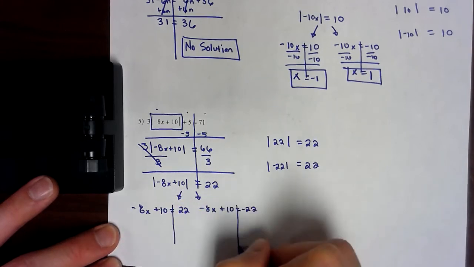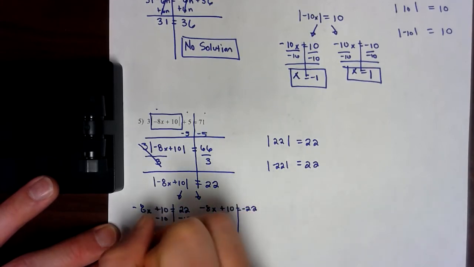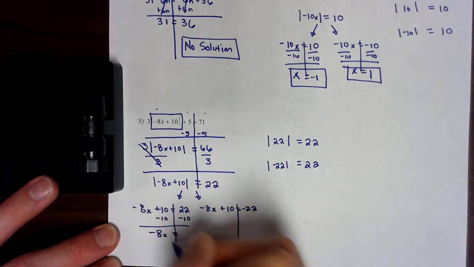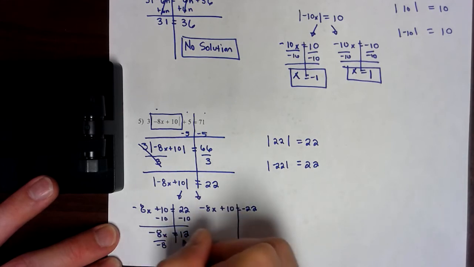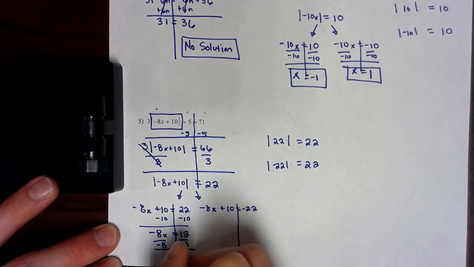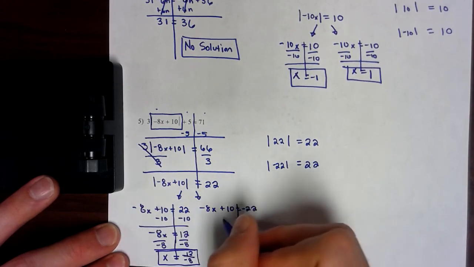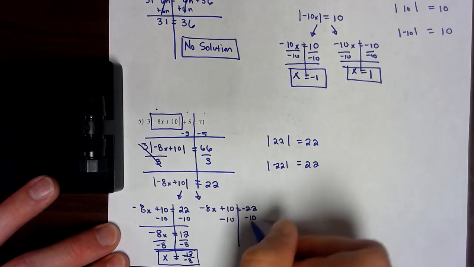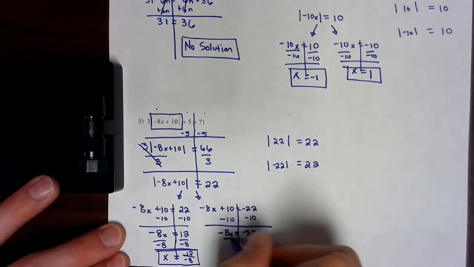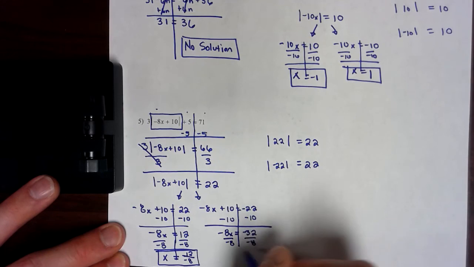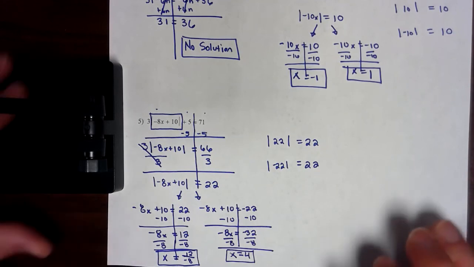And we're going to solve them just like we did before. So minus 10, giving us negative 8x equals 22 minus 10, which is 12. Then divide by negative 8. This is going to give us a fraction, and that is okay. We'll just leave it as a fraction. We'll call one of our solutions 12 divided by negative 8. For the other one, the steps are exactly the same. Subtract 10, so negative 8x equals negative 32. Divide by negative 8, and x equals 4 as our second solution.